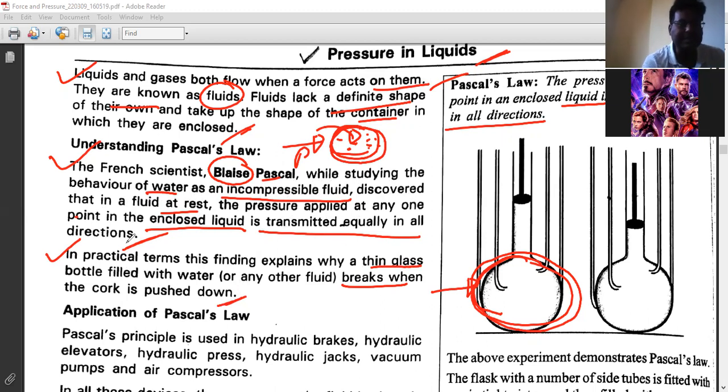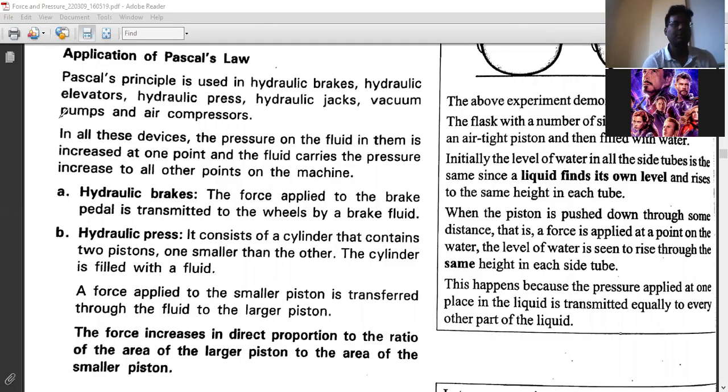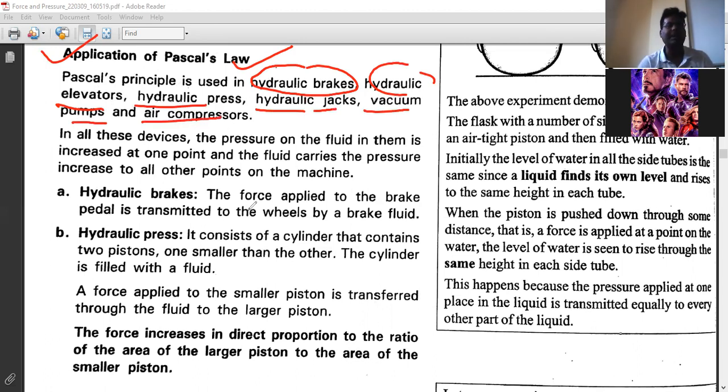Now we'll see the application of Pascal's law. This is the main statement for Pascal's law: pressure exerted at any point in an enclosed liquid is transmitted equally in all directions. This is called Pascal's law. Now look at the applications of Pascal's law. It is used in hydraulic brakes, hydraulic elevator, hydraulic press, hydraulic jacks, vacuum pump, air compressor. So these are the applications of Pascal's law, right?